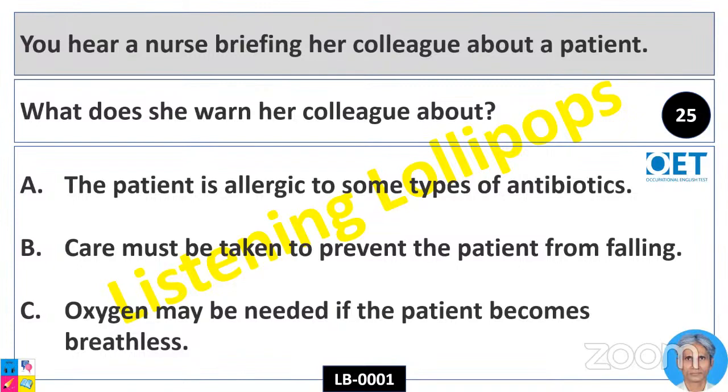The patient is allergic to some type of antibiotics. So antibiotics are not a problem. Allergy is a problem. So think about allergy. The patient has some allergies or he is allergic. The patient has some allergies or the patient is allergic.